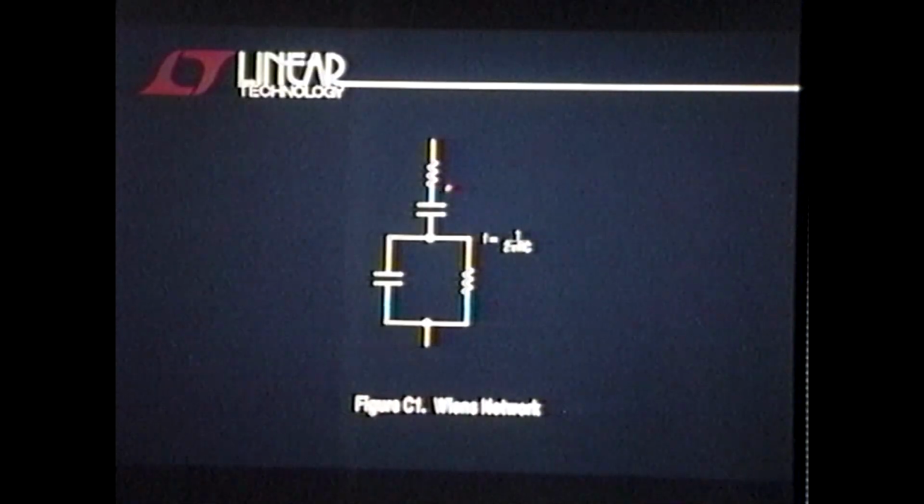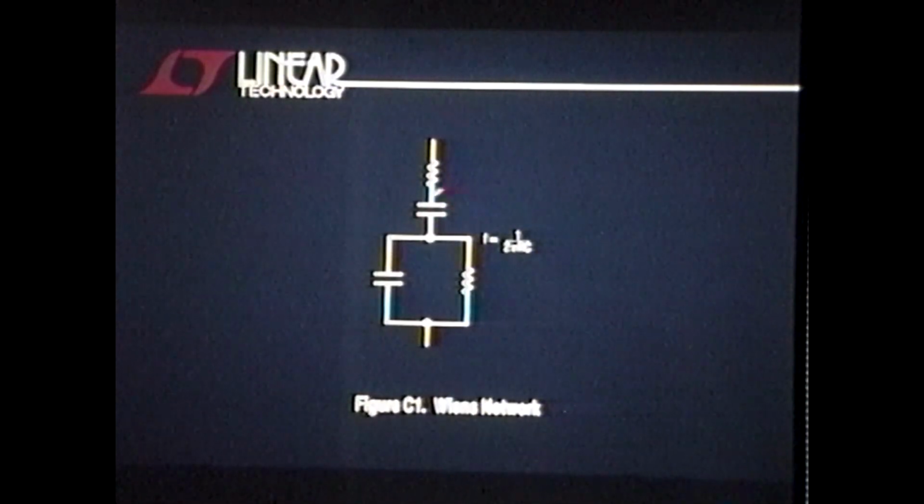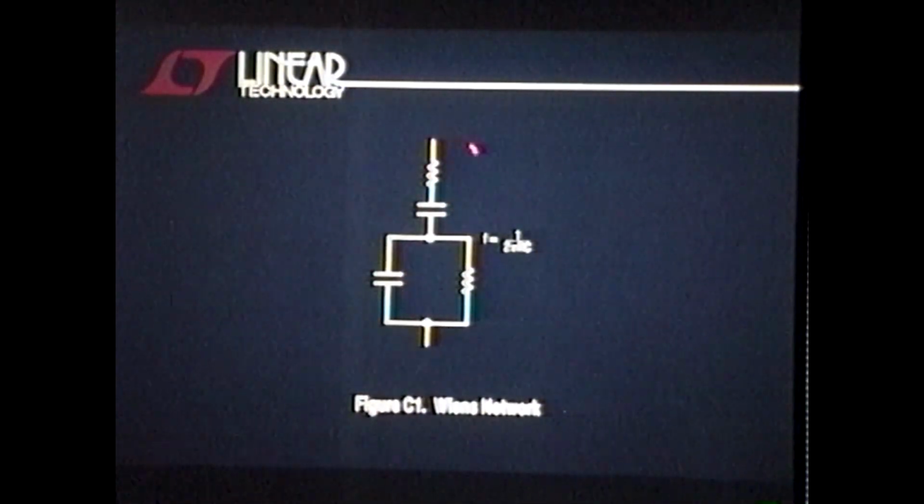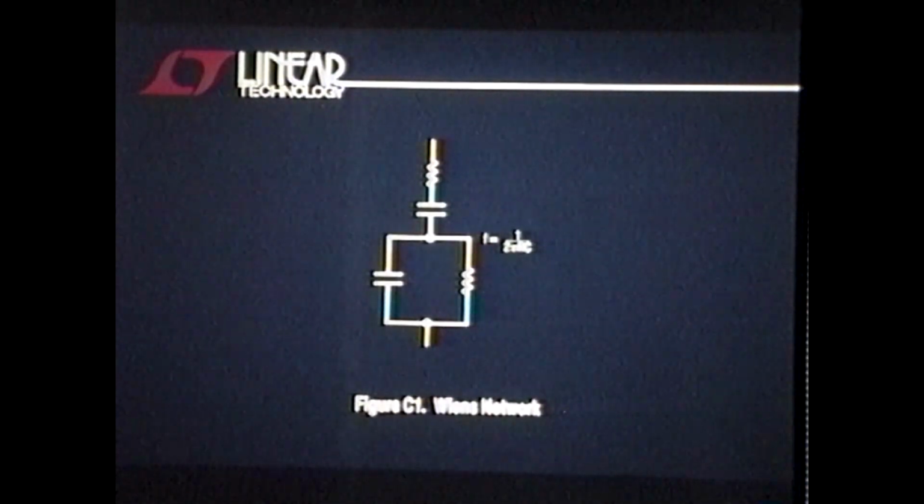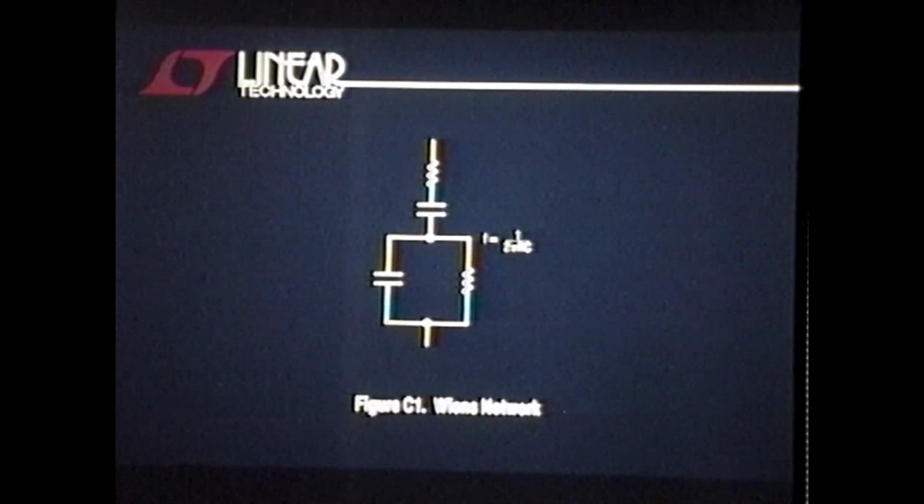Actually, in the original HP oscillators, they made the capacitors variable. So now you can tune this thing. You give up the high Q and frequency stability of the crystal, but what you get now is a variable frequency resonant element.